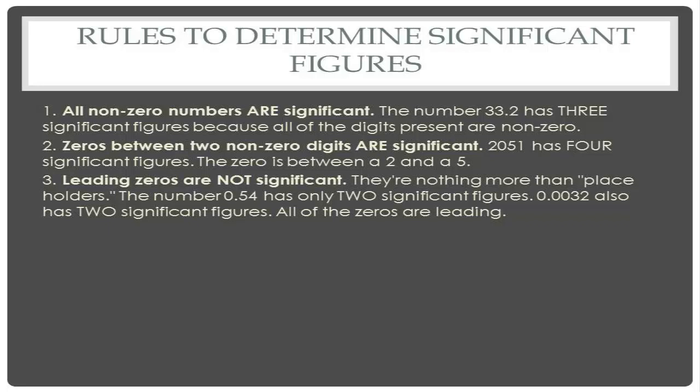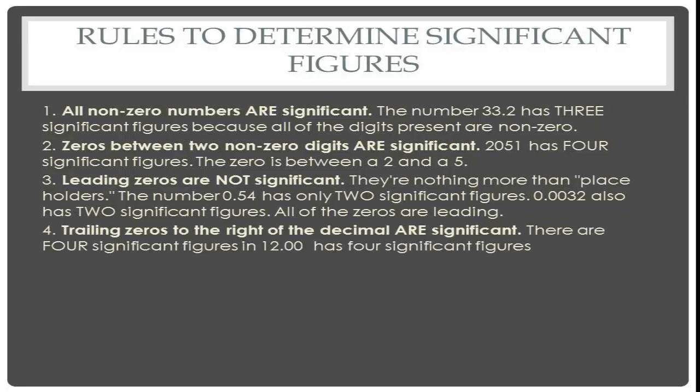Leading zeros are not significant. Just like we have 0.54, this 0 is a leading zero, meaning for a number less than 1, the zeros we have in the beginning are not reliable or not significant. So 0.54 has 2 significant figures, 5 and 4. And in 0.0032, these 3 leading zeros are not significant, so we only have 2 significant figures.